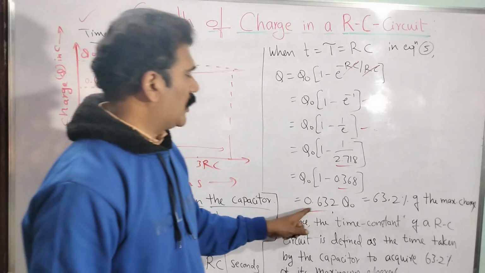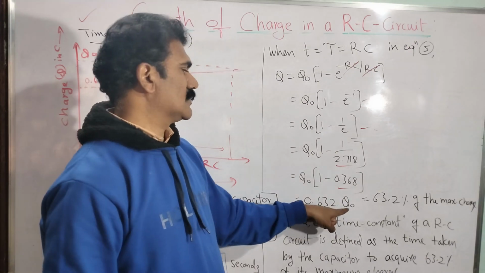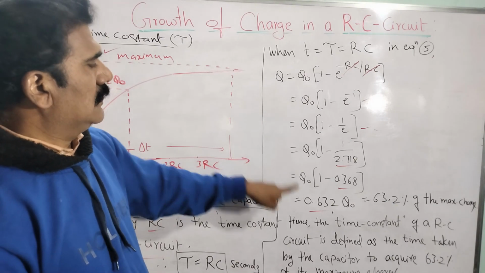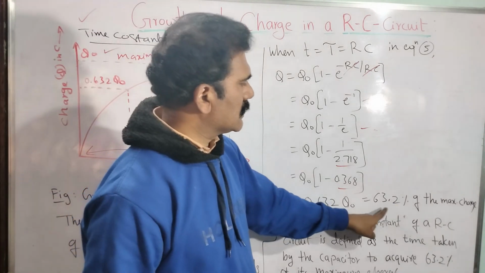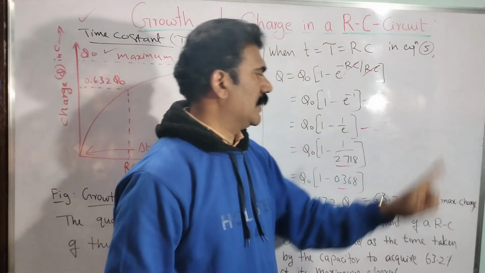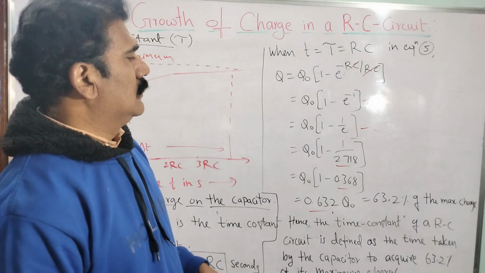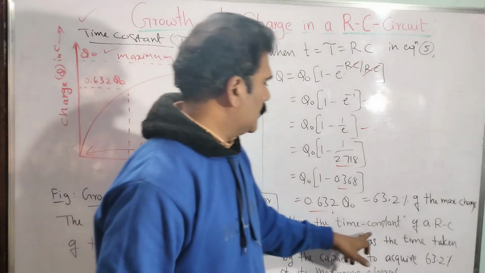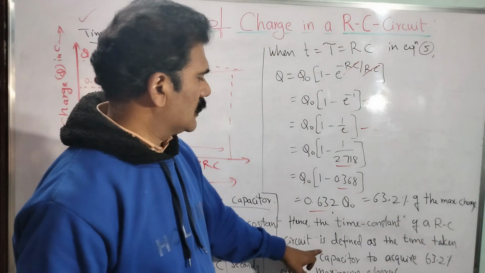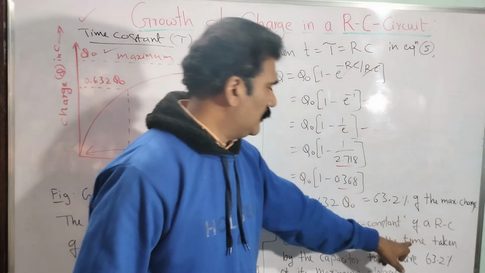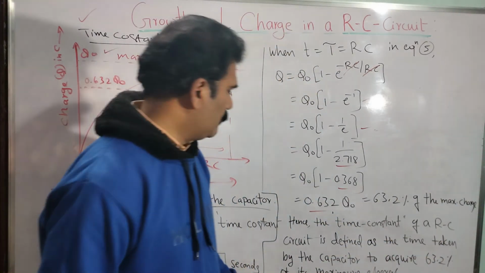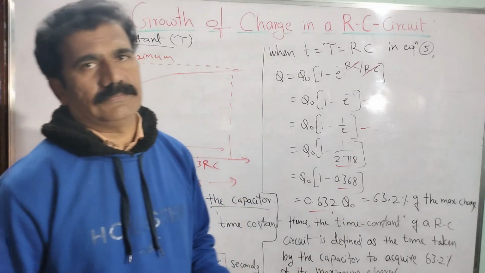So 0.632 times Q naught. What is Q naught? Q naught is the maximum charge in the capacitor. So hence you can say, in terms of percentage, it is 63.2% of the maximum charge. So you can now define what the time constant RC is. The time constant of an RC circuit is defined as the time taken by the capacitor to acquire 63.2% of its maximum charge. Clear?